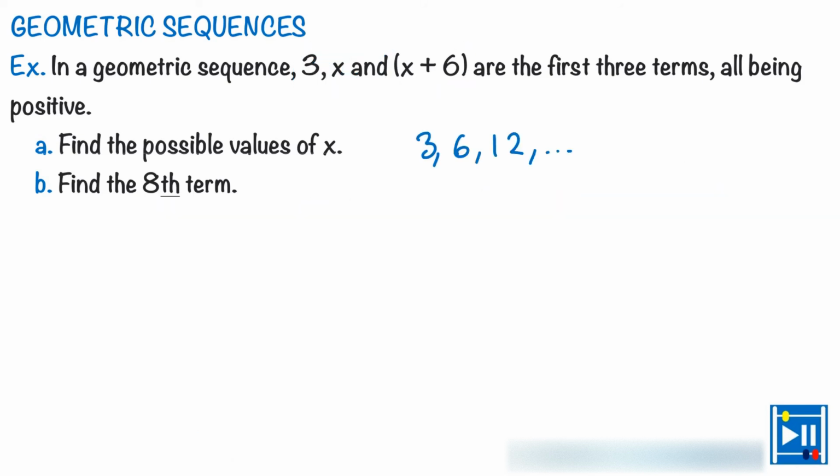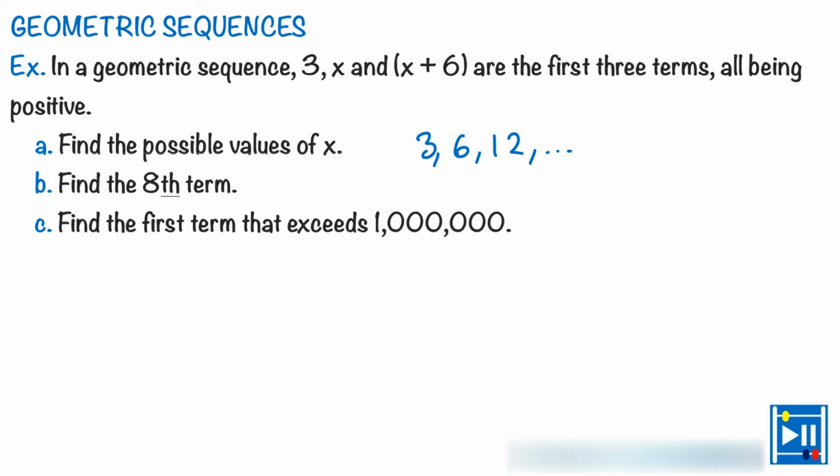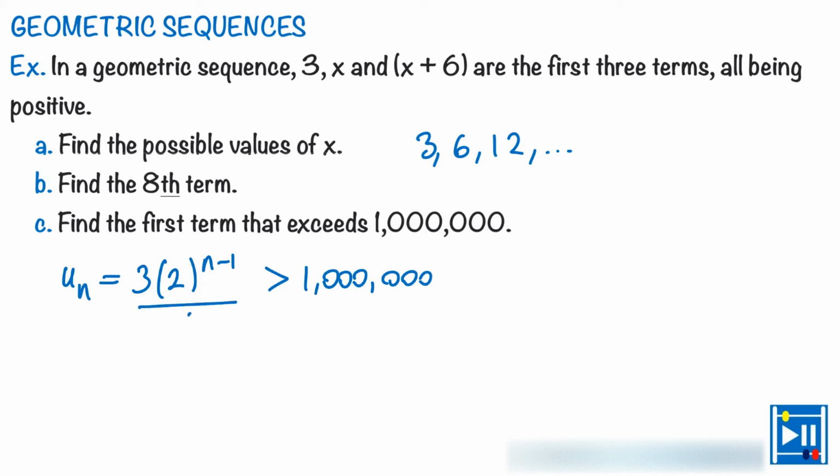So now let's add a part C here. Find the first term that exceeds 1 million. So we are going to use the nth term formula. So we are looking for the value of n, right? So it's going to be 3 times 2 to the power of n minus 1, which will be bigger than 1 million, right? So let's solve this inequality. I'll start with dividing both sides by 3. So I'm going to have 2 to the power of n minus 1 greater than 1 million over 3.